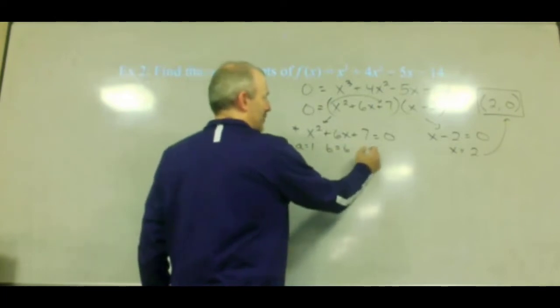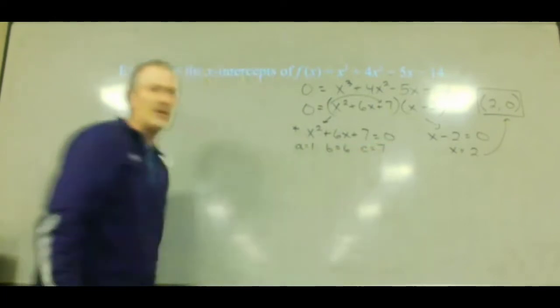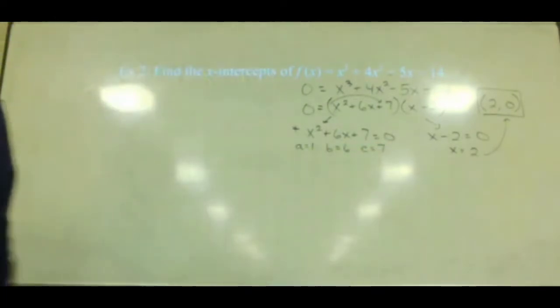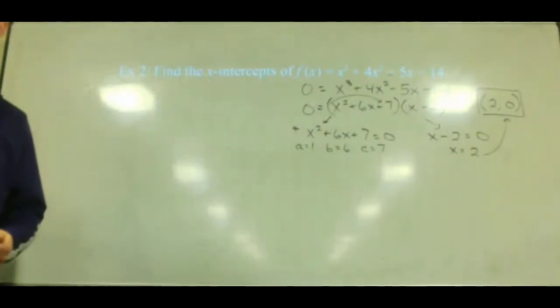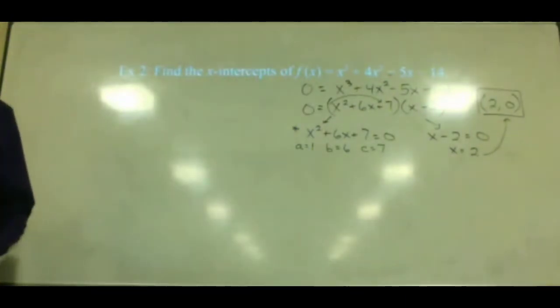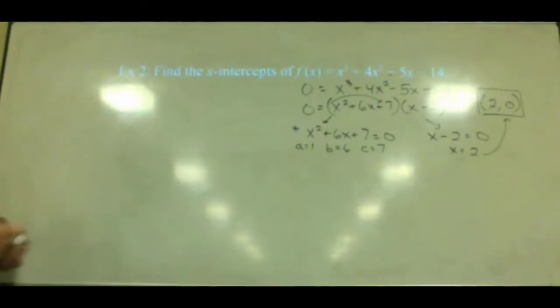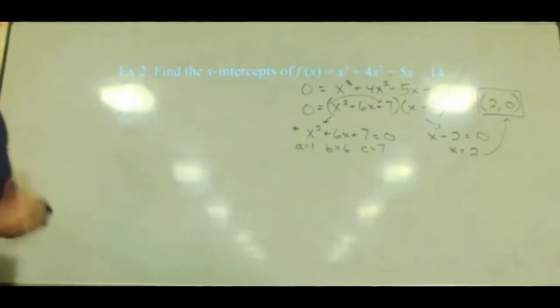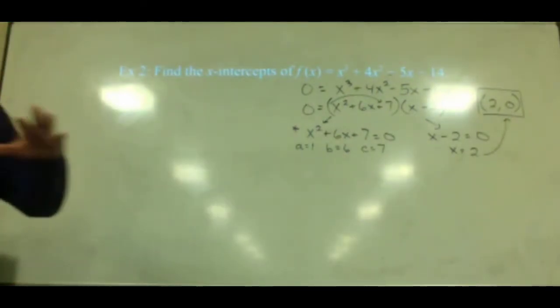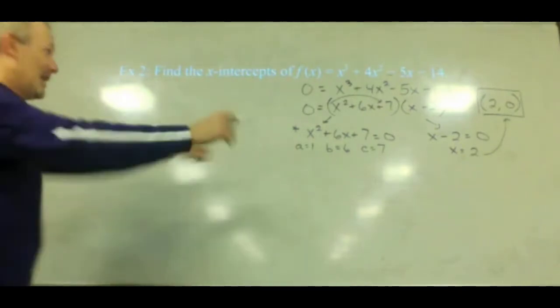6. And the C value? 7. Correct. Okay. Now the quadratic formula was on your test. I don't know if you needed it or not. I don't think you did. Maybe you did. Can't remember. But I'm going to write it down up here. You may want to put it in your notes because we will be using it from time to time.